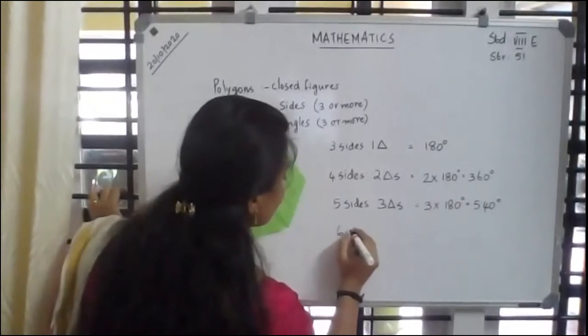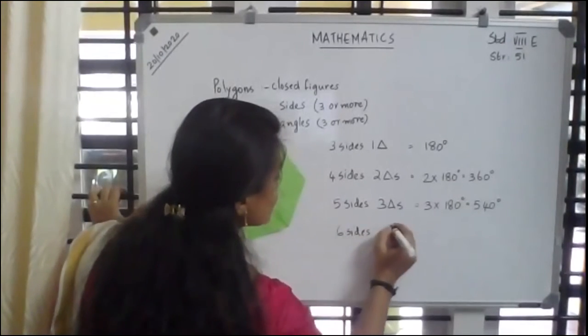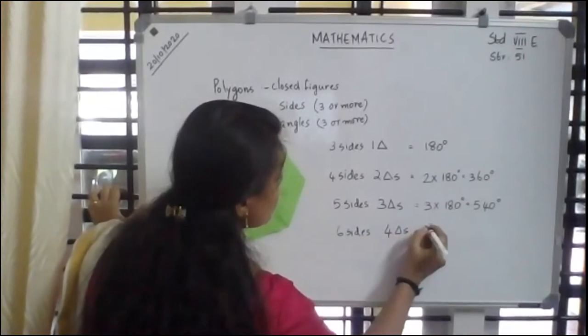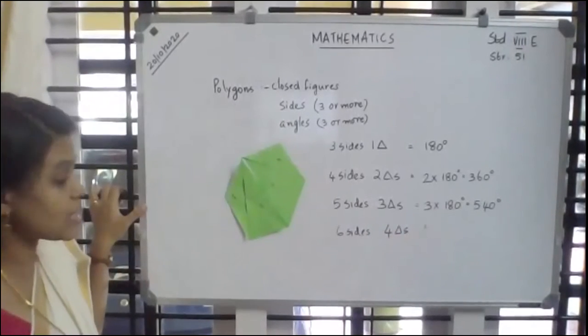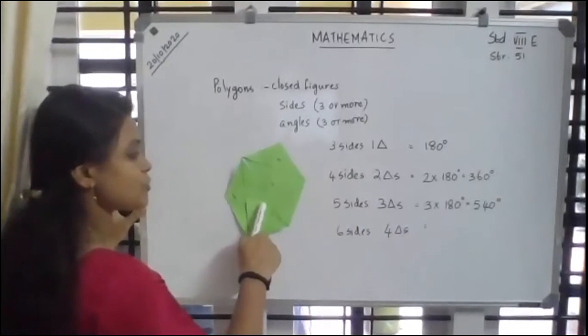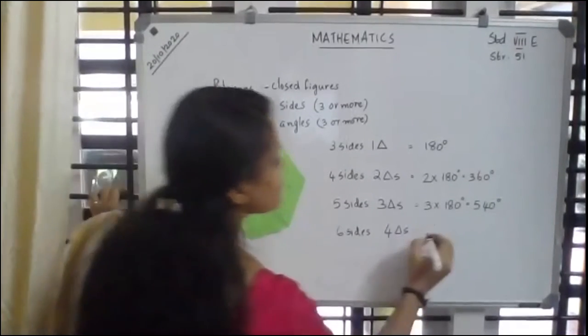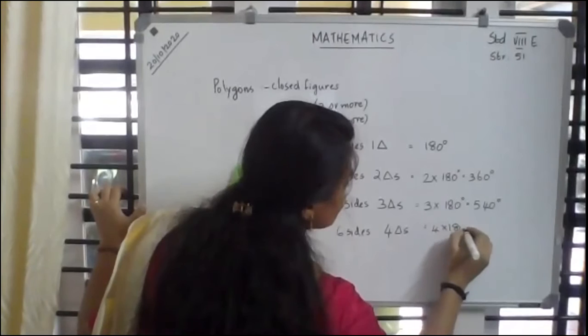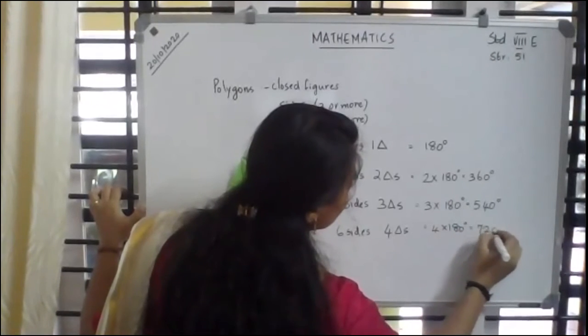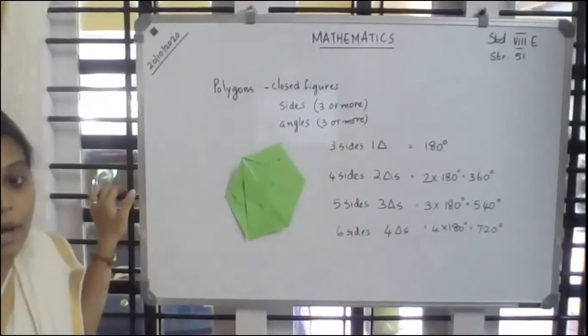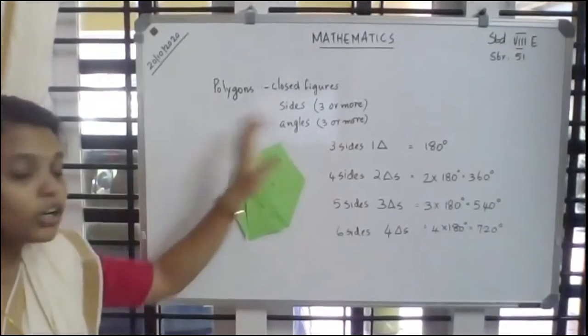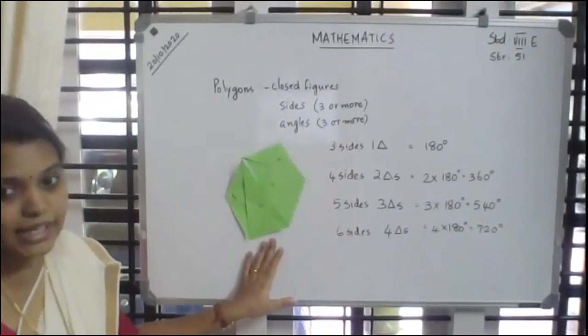So 6 sides and how many triangles? 4 triangles. What can you say about the sum of the angles? 180 plus 180 plus 180 plus 180, that is 4 into 180. Am I correct? Yes. You all got the figure hexagon, isn't it?